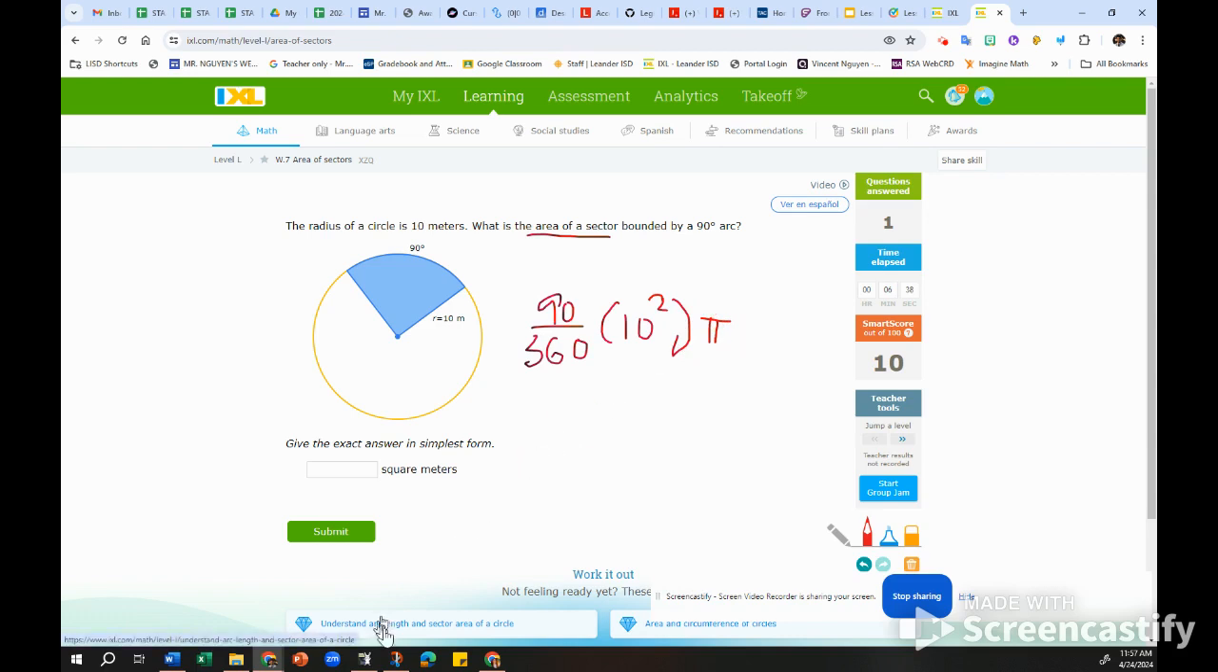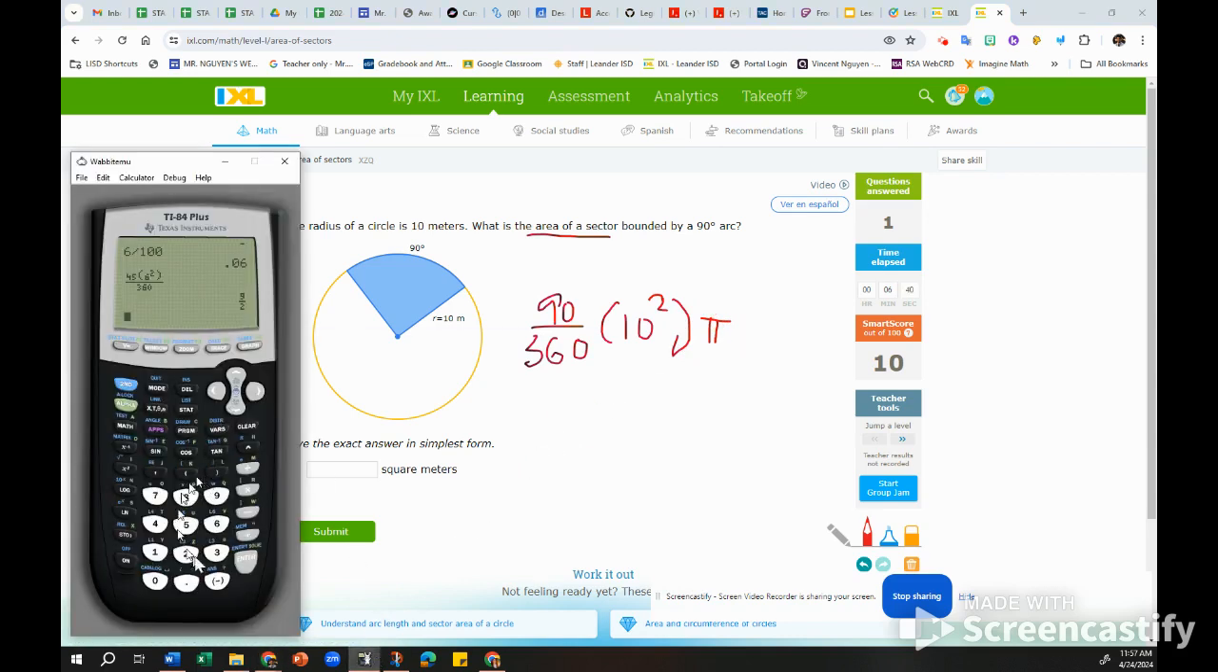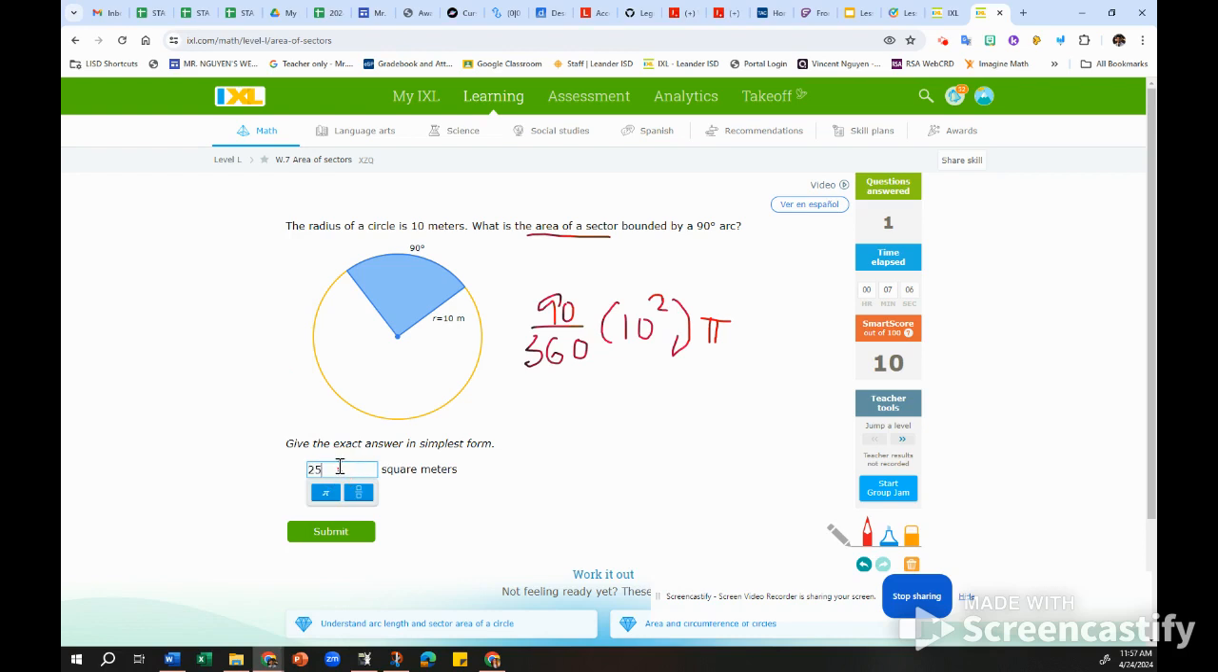Okay, so now that we know what it looks like, we can just type it in here. Alpha y equals, enter, 90 parentheses 10 squared on top. Or you can put in 100 if you want. And then 360. Notice this time I put the square outside, last time I put the square inside. In this case, it doesn't really matter. It doesn't change your answer. Enter. 25, and then remember, include pi in your answer.